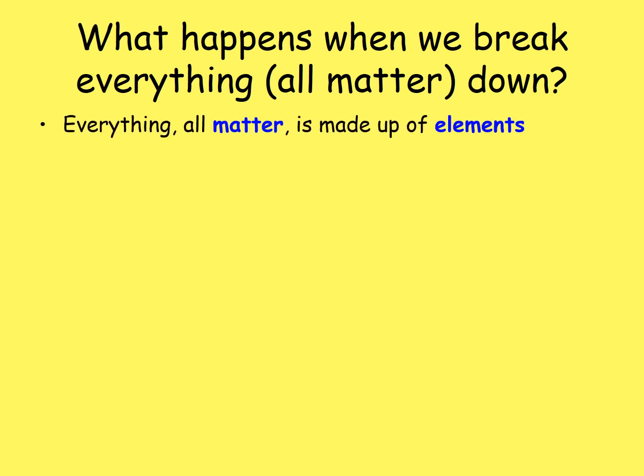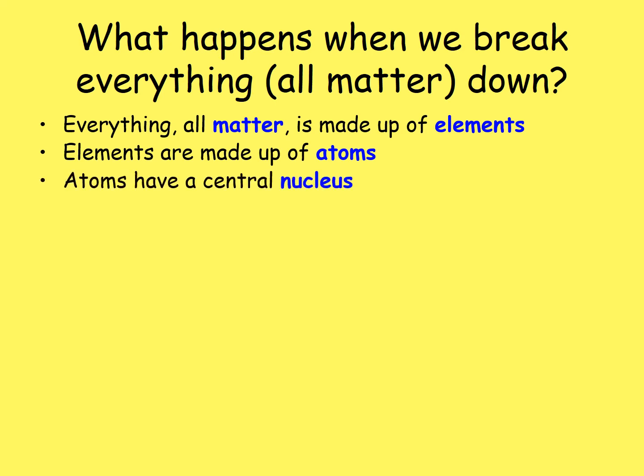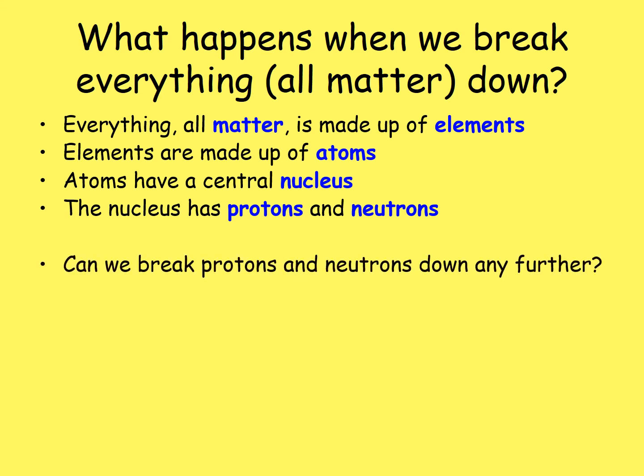So what happens when we break everything down? Well, all matter is made up of elements. Elements are made up of atoms. Atoms have a central nucleus, and that central nucleus has protons and neutrons. But can we break the protons and neutrons down any further?